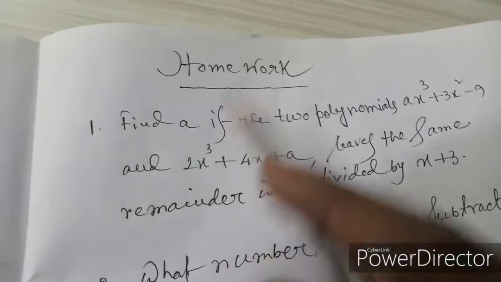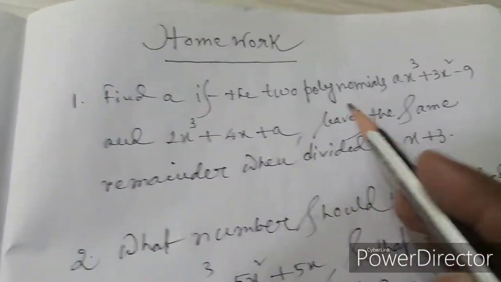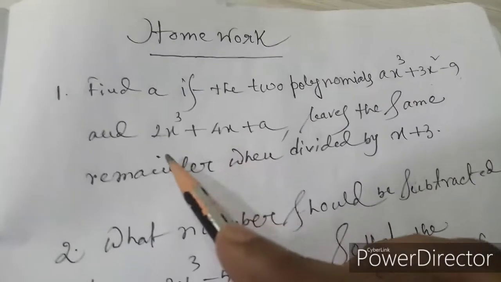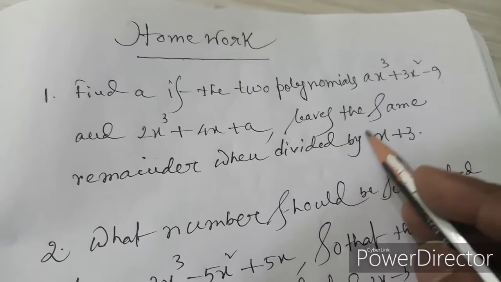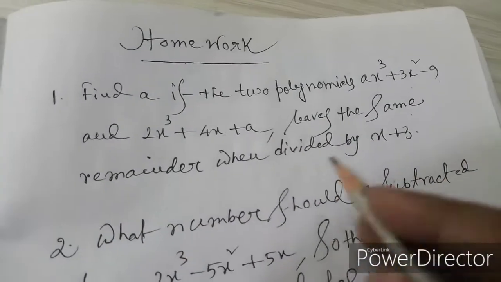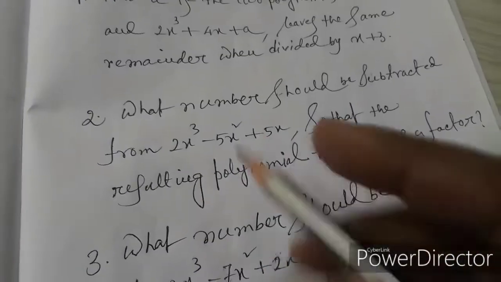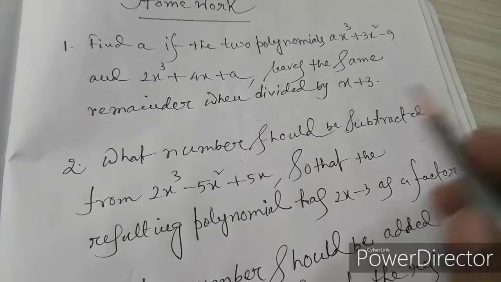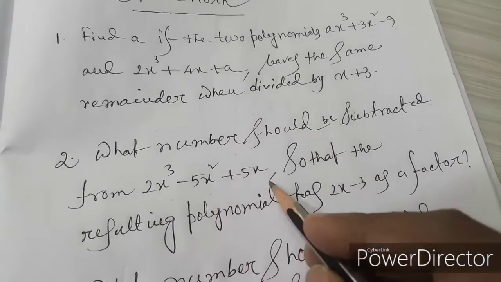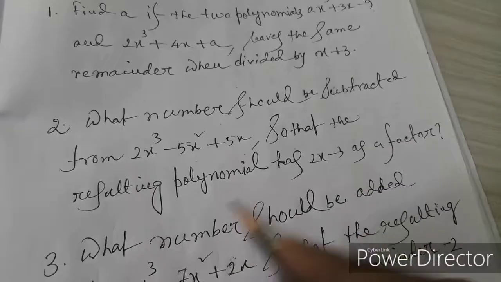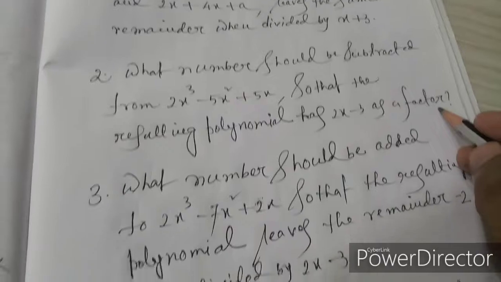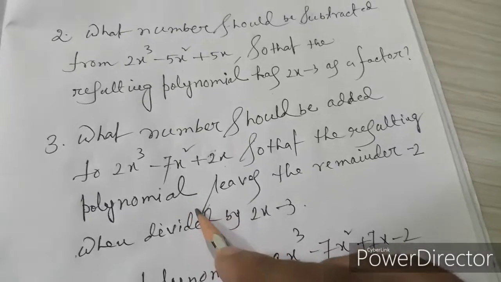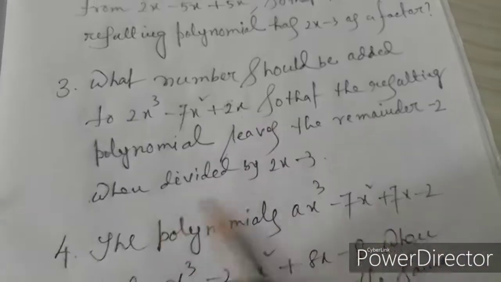The homeworks. Number 1: find a if the two polynomials ax cube plus 3x square minus 9 and 2x cube plus 4x plus a leave the same remainder when divided by x plus 3. And number 2: what number should be added to 2x cube minus 5x square plus 5x so that the resulting polynomial has 2x minus 3 as a factor. And number 3: what number should be added to this one so that the resulting polynomial leaves a remainder minus 2 when divided by 2x minus 3.